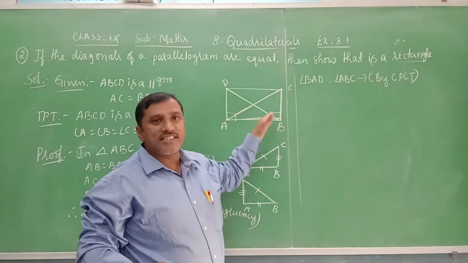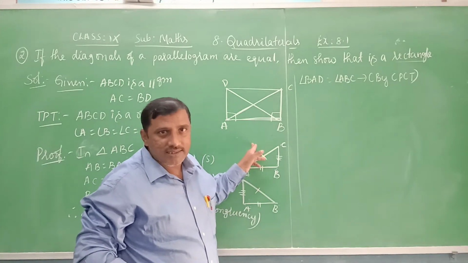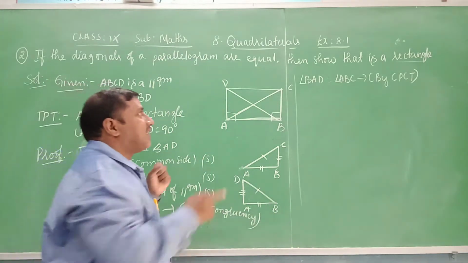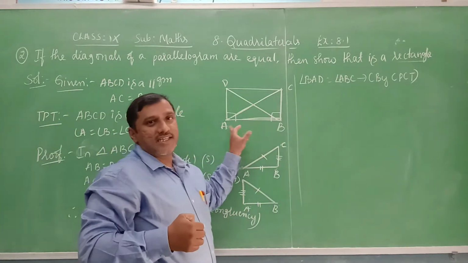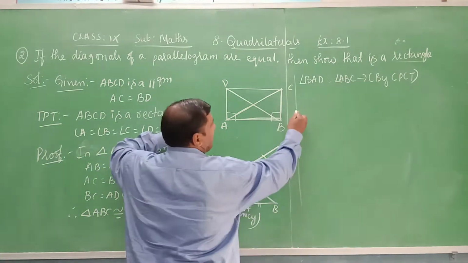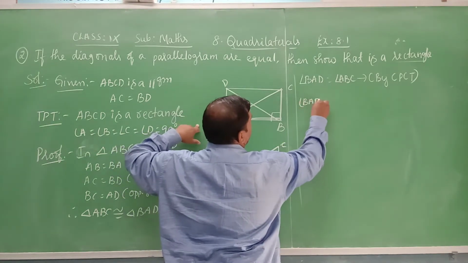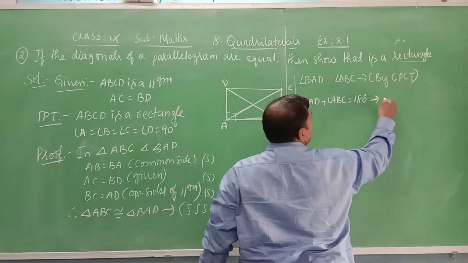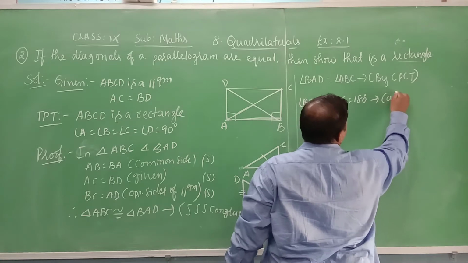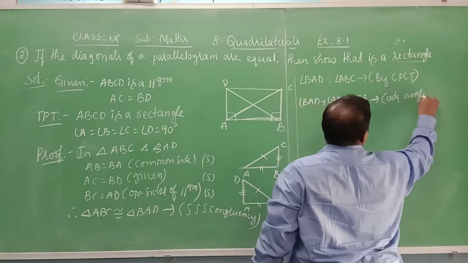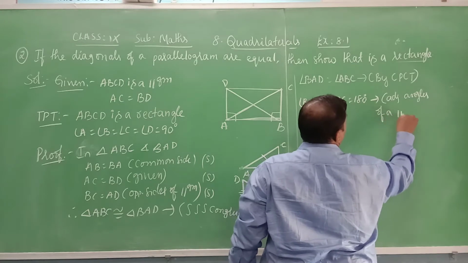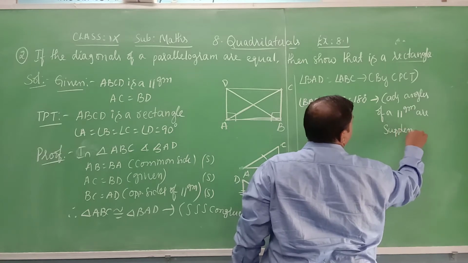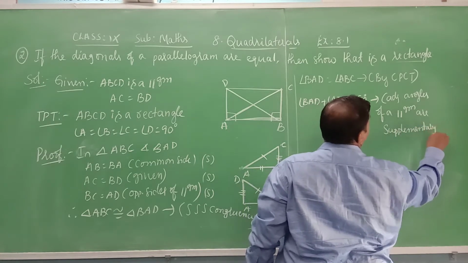What are these two angles in this parallelogram? They are supplementary angles. The two adjacent angles of a parallelogram are supplementary angles. Therefore, this sum is equal to how much? These two sum to 180 degrees. That is, angle BAD plus angle ABC is equal to 180 degrees, since adjacent angles of a parallelogram are supplementary.